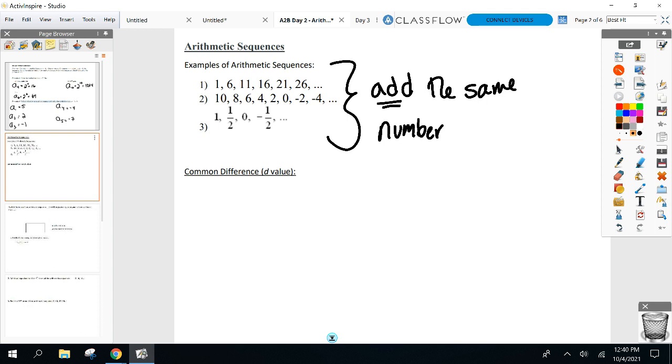And we're going to put a name to that number we add every time. It's called the common difference. That's the number we add every time in an arithmetic sequence. So that's the number added to every term.